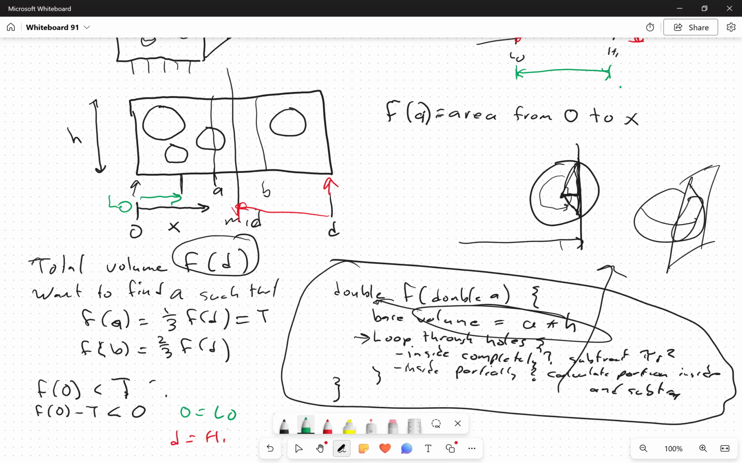Okay, so that volume is less than t, so I'm going to move the low value up and so on. Okay, I hope I said all of that correct. I hope this all makes sense.